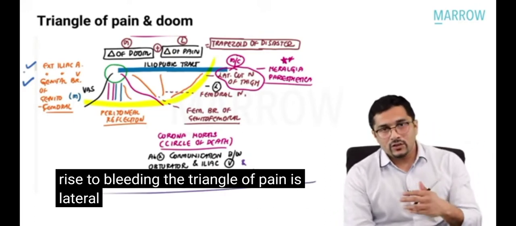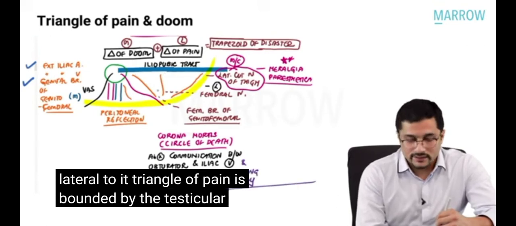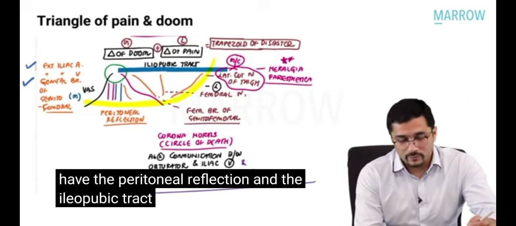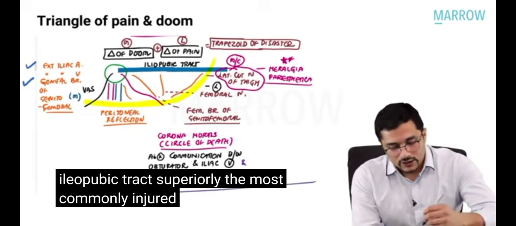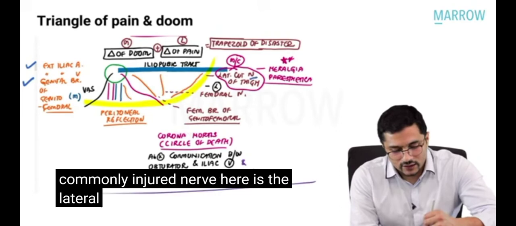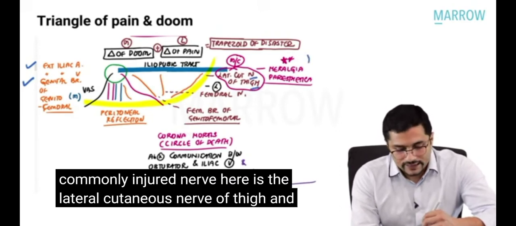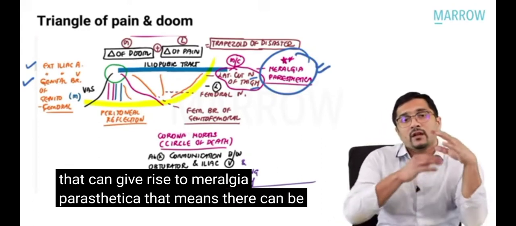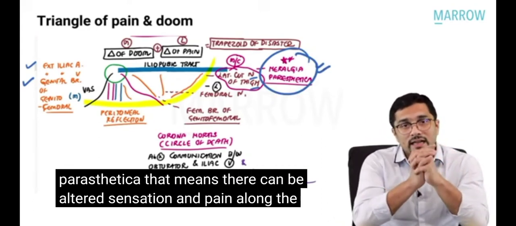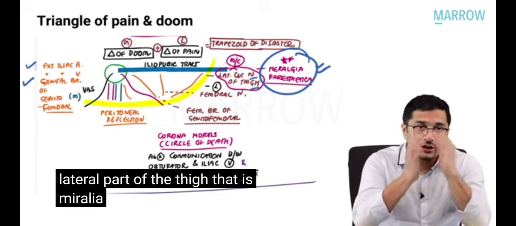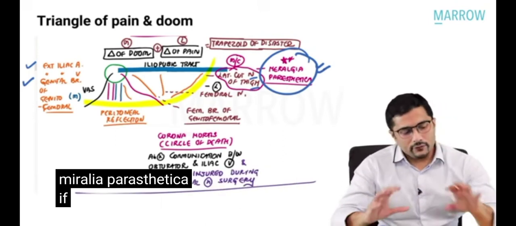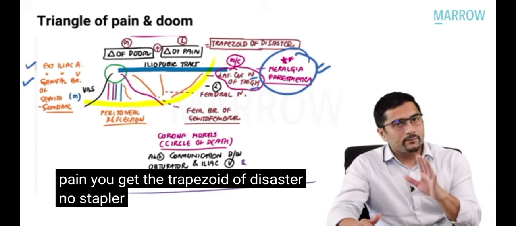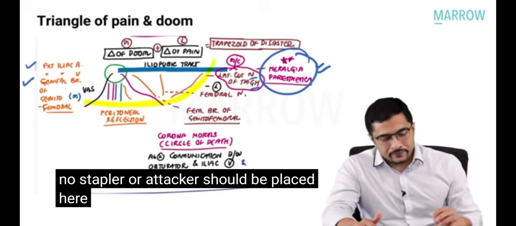The triangle of pain is lateral to it. Triangle of pain is bounded by the testicular vessels. You have the peritoneal reflection and the iliopubic tract superiorly. The most commonly injured nerve here is the lateral cutaneous nerve of thigh, and that can give rise to meralgia paresthetica. That means there can be altered sensation and pain along the lateral part of the thigh, that is meralgia paresthetica. If you combine the triangle of doom and pain, you get the trapezoid of disaster. No stapler or tacker should be placed here.